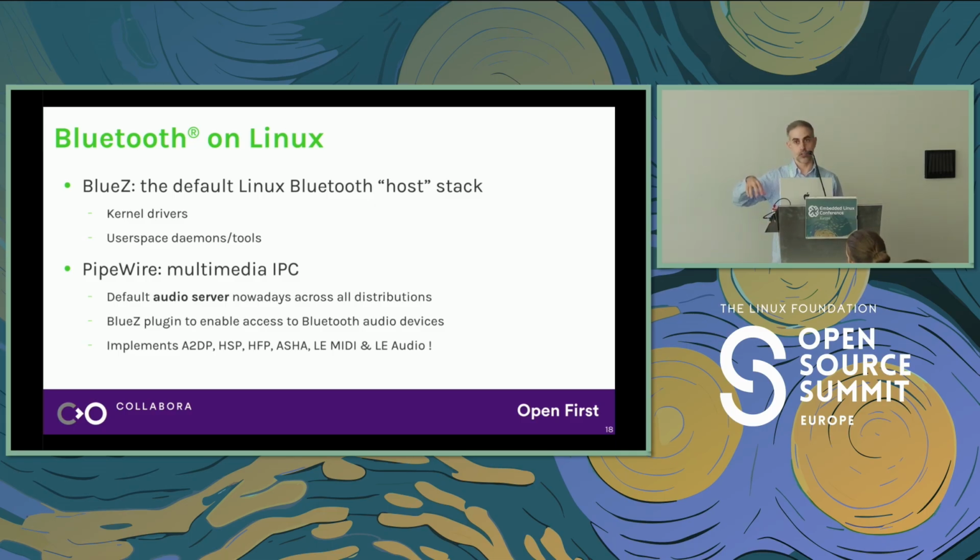So you could use PipeWire to implement, let's say, the gateway part, which is your phone, or you could use it to implement the hands-free part, which is like your car or your headset. It can do both roles. It also implements ASHA, the non-standard hearing aids profile. It can do LE MIDI as well, which is a profile for talking to MIDI devices like digital pianos and such. That's, of course, not an audio profile per se, but it's related, and it's interesting that we can combine that. And it also supports LE audio.